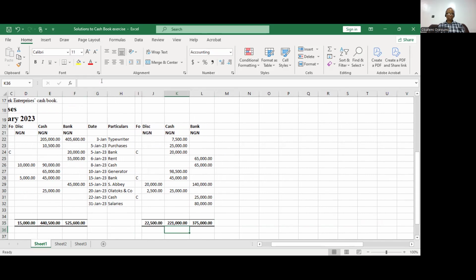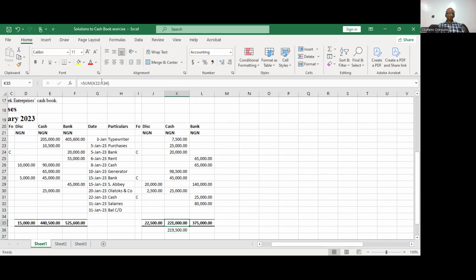So let's try to do the manipulation. On the 31st of January 2023, you have balance carried down. So you look for the difference between the figure on the debit side and that of the credit side. So you're going to deduct this minus from this.